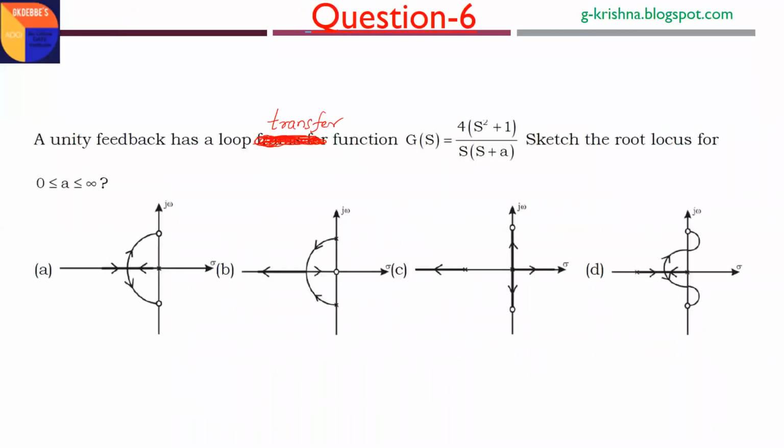A unity feedback system has a loop transfer function G(s) = 4(s² + 1) / (s(s + a)). Sketch the root locus for a varying from 0 to infinity. These are the options shown for us. Let us go for the solution.